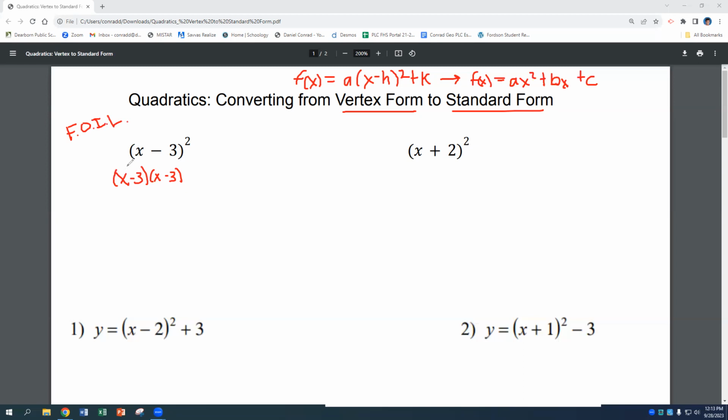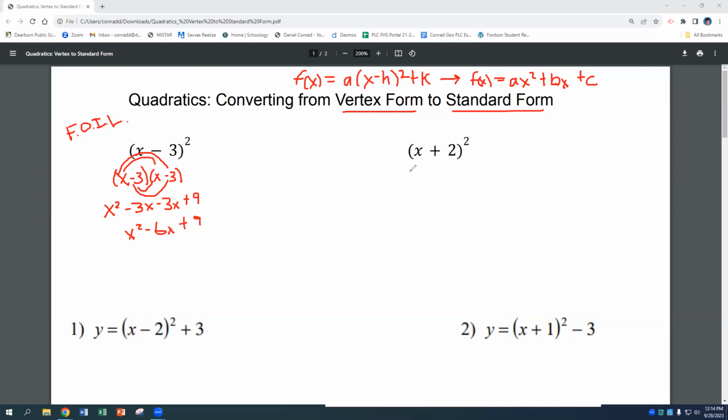To distribute this, x times x is going to be x squared. X times negative 3 is going to be minus 3x. And then minus 3 times x is minus 3x. And then minus 3 times minus 3 is going to be plus 9. When I combine like terms, I end up with x squared minus 6x plus 9.